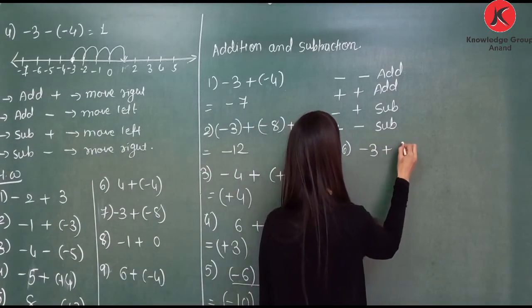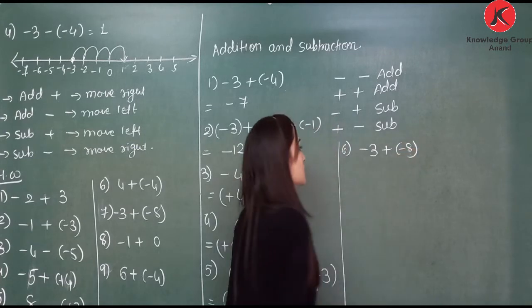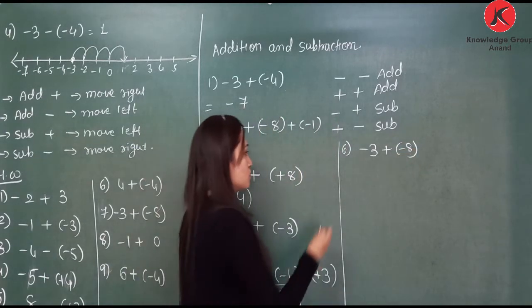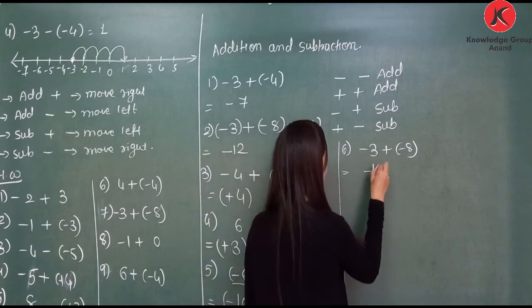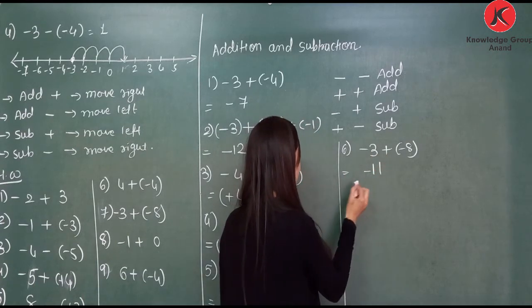Minus 3 plus minus 8. Both are the same sign. So here 8 plus 3 is 11. The sign is minus, so minus 11. Now let's take one more.